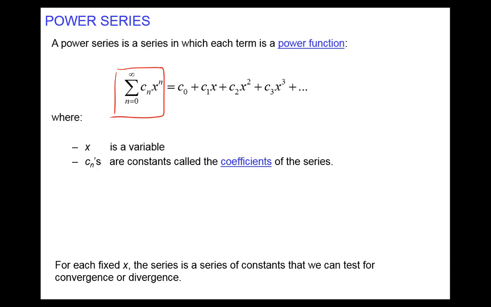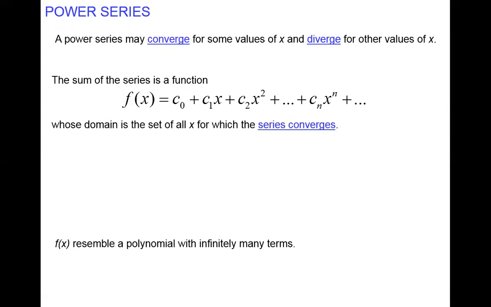Still having this sum of infinitely many terms, we have to still deal with convergence and divergence. We will still use some tests, probably the tests that we just learned, all of the tests which we covered before the midterm too. Okay, let me switch the slide. One more time, the power series may converge for some values of x, and may diverge for other values of x.